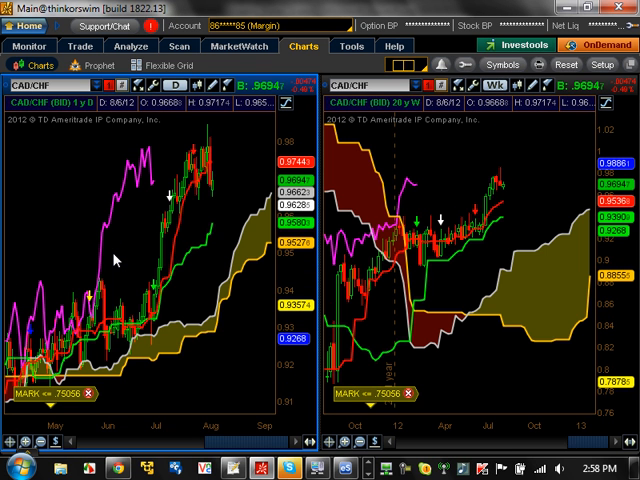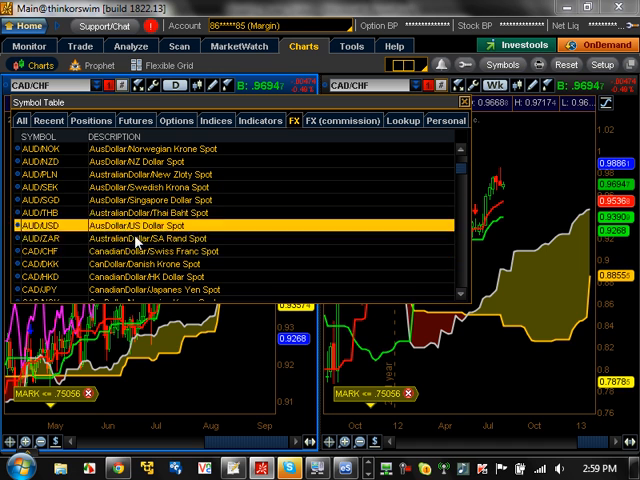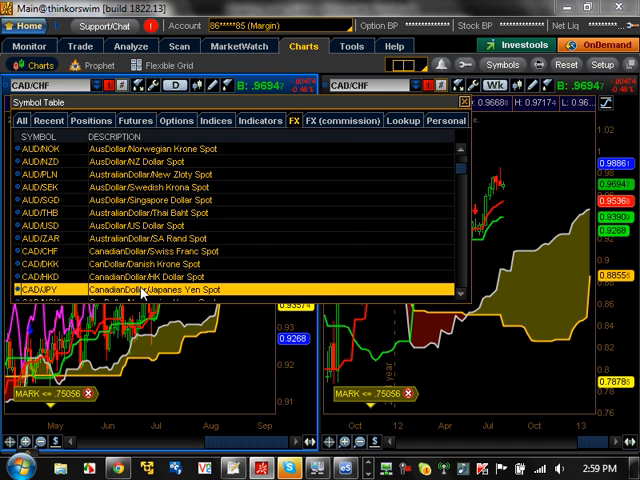Okay, CAD Swissy. This has been going up. This is not as smooth as the Australian Swissy, but it is still trending upwards here, as you can see. This thing has moved about 200 pips, so this has moved just like all the other Swissy pairs. But Australian Swissy is probably still the best one moving forward.